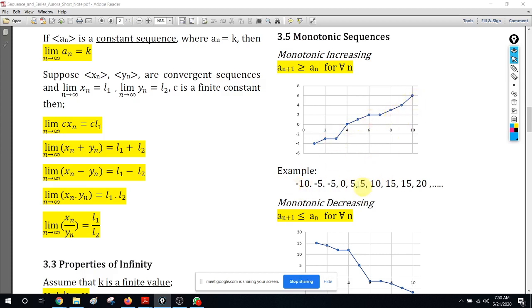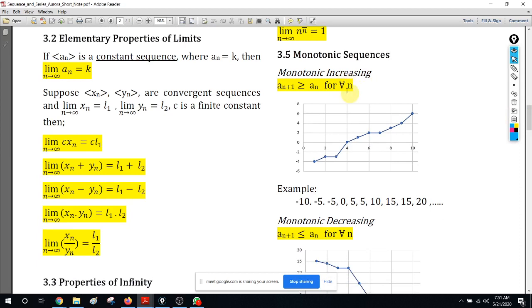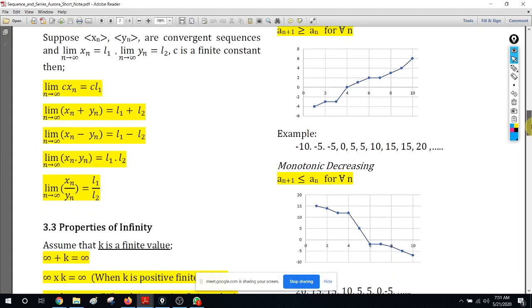So if you have a sequence like that, it either increases or you get the same value as your left value. Nothing else. Then we say it's a monotonic increasing sequence. So how to write it in a mathematical way? a_{n+1} is greater than or equal to a_n for all n. Right? We did this notation in your logic in semester 2. So it's very straightforward, right?